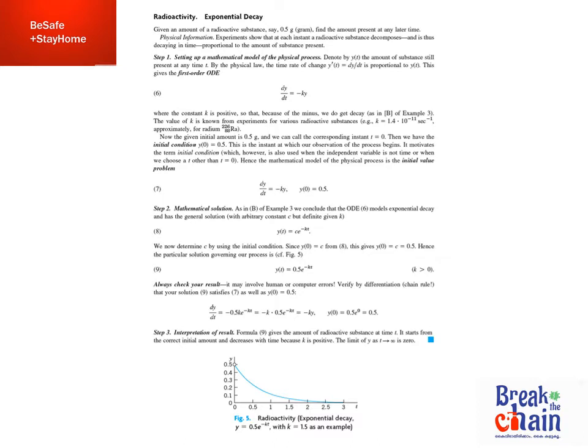And the physical information is: experiments show that at each instant a radioactive substance decomposes and is thus decaying in time proportional to the amount of substance present. Here there are 3 steps for modeling or solving this problem. Step 1, setting up a mathematical model of the physical process. Step 2, mathematical solution for the physical process. Step 3, interpretation of the results. So the whole process consists of modeling radioactivity, exponential decay.